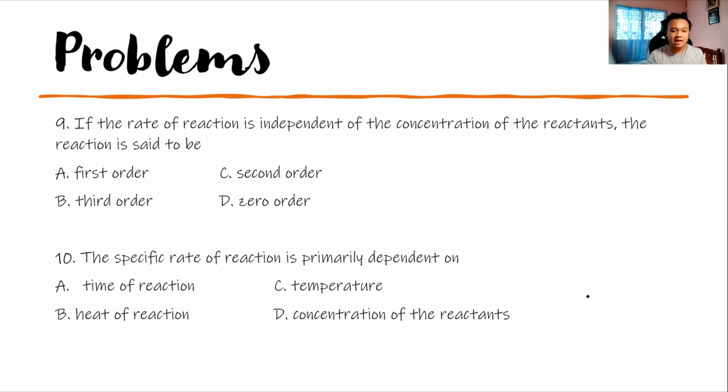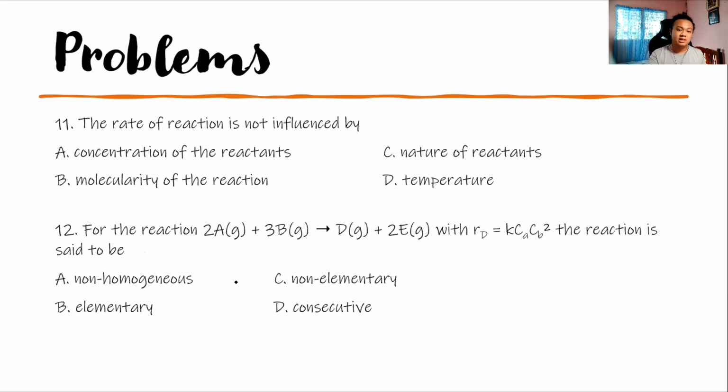Next is number 9. If the rate of the reaction is independent of the concentration of the reactants, the reaction is said to be... So if it does not depend on the concentration of the reactants, meaning it is not first order, second order, or third order, it is zero order. Next, the specific rate of reaction is primarily dependent on, as I have said earlier, temperature.